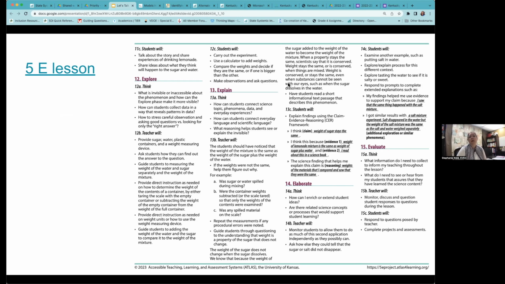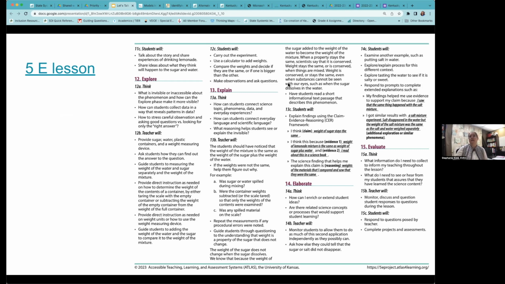And this is a good place in that explaining that you might want to scaffold your questions too, so that you can get your kids really thinking, because it's more about you getting your kids to think in science than it is really about what all we explain when we're doing one of these 5E lessons. And then, of course, it's what the students will do.